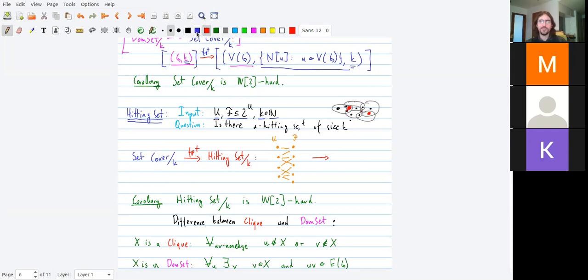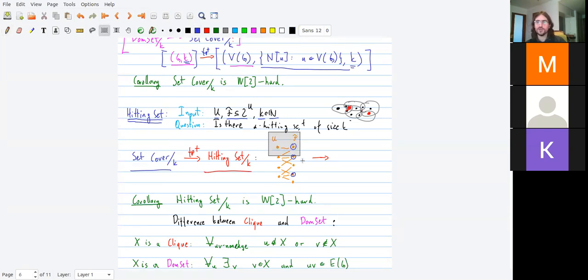And I claim that set cover parameterized by the solution size K FPT-reduces to hitting set parameterized by the solution size K. The reduction is actually very simple, and you probably have seen it before. I can think of a set cover instance as follows. I can make a bipartite graph. On one side, there is the universe. On the other side, there is the set family. And I put an edge if an element belongs to the set. And now the question is whether I can take K vertices on the right-hand side in order to cover all the vertices on the left-hand side.